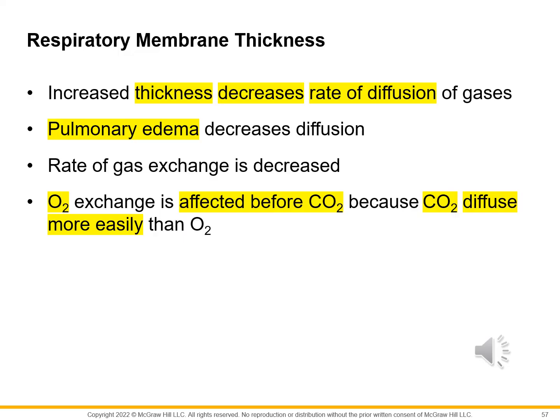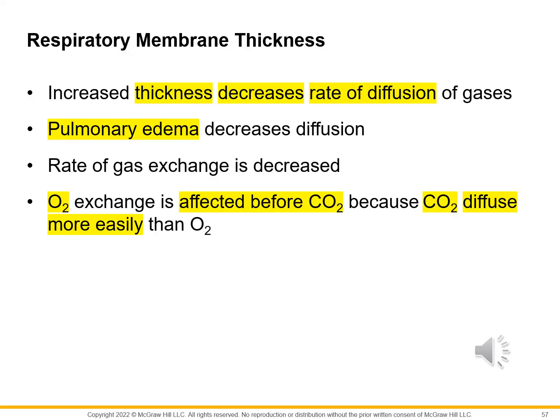Let's now talk about respiratory membrane thickness. So increased thickness decreases rate of diffusion. All right. So one thing that we've already mentioned earlier, di ba, is the structure of our alveoli and capillaries. All right, or yung respiratory membrane. So both of them, di ba, they have simple endothelium. Okay, simple squamous endothelium. So, manipis na layer lang po ng cells para easy yung diffusion ng gases.